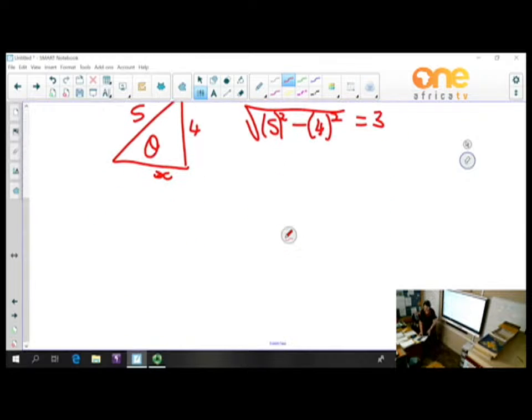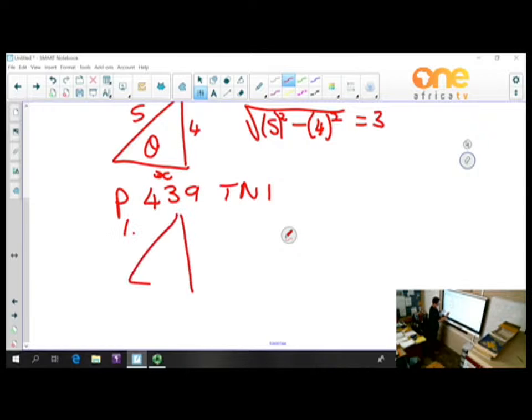So if you look now in your textbook on page 439, that's where we get Try Now 1. We're looking at that first one there. And that exercise is absolutely about the Pythagorean formula, what you have to use there. So I'm going to draw for the first one now for you a sketch so that you can see.